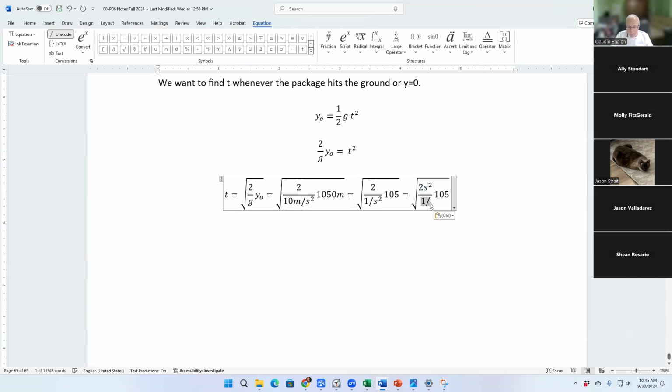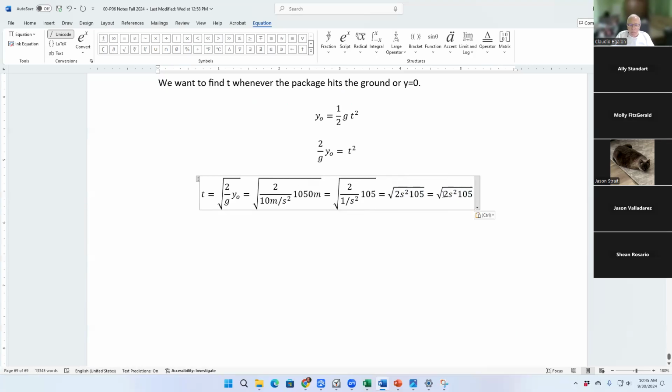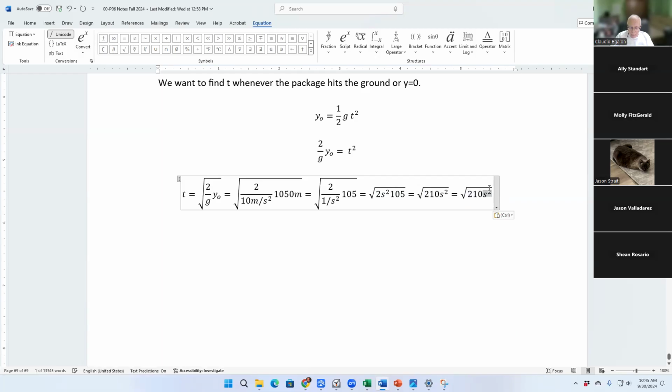I don't need this one here anymore. And we are left with this multiplication here. 2 times 105 is going to be 210 seconds squared. And now you have to take the square root of 210. The square root of seconds squared is seconds.